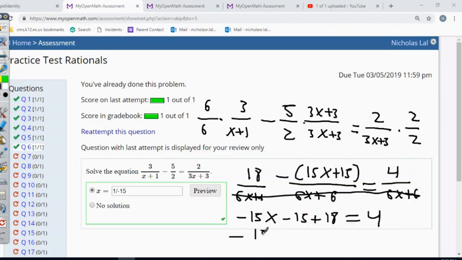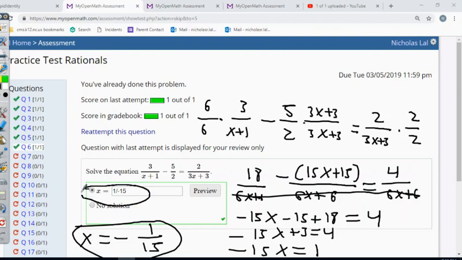Let's simplify some steps here. Negative 15x plus 3 is equal to 4. So that means negative 15x is equal to, subtract 3 from each side, 1. So x is equal to negative 1 over 15, or 1 over negative 15. So that's our x value, and that is our correct answer. Moving on to question 7.